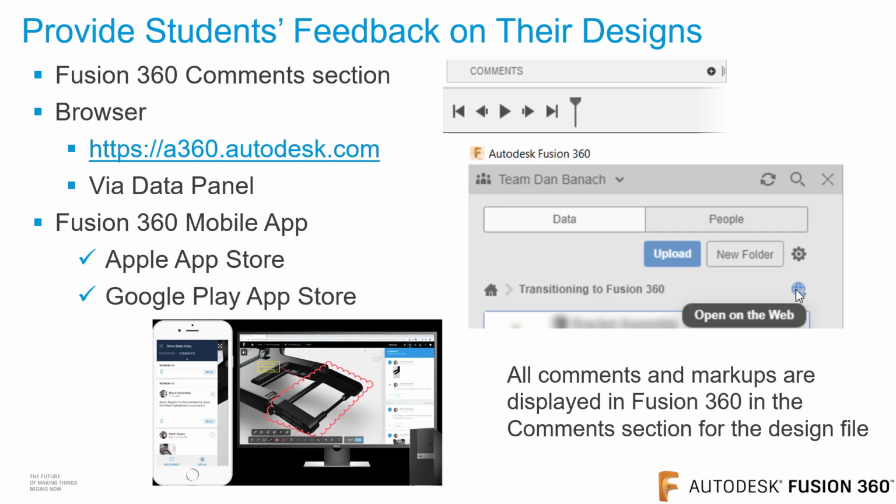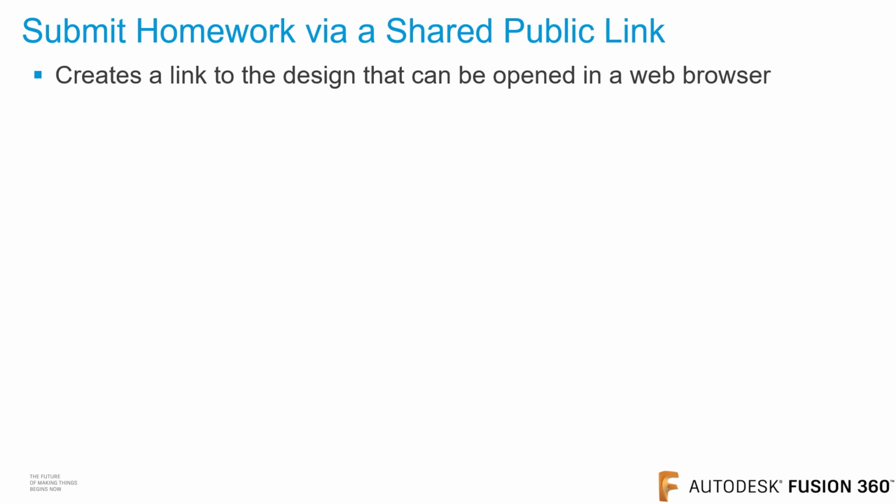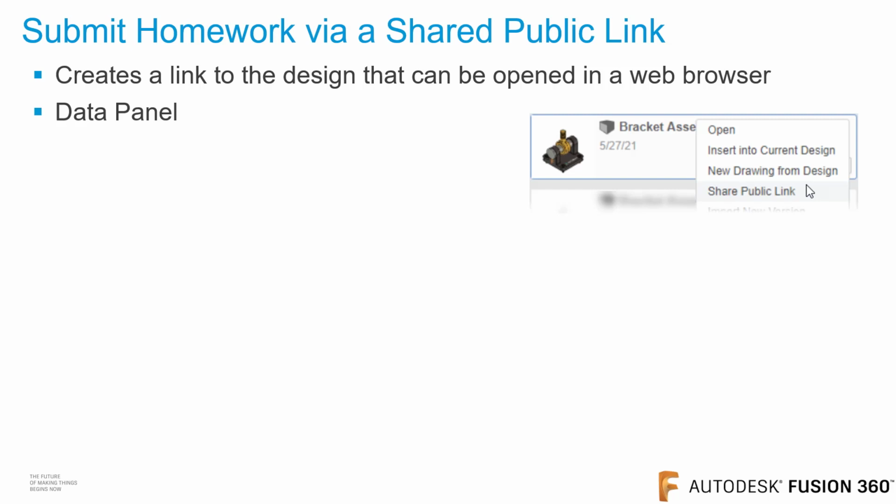When students are submitting homework, you can also have them create a Share Public Link and give you the link. Then open the link in a web browser, and here you can review the design. And from the link, you can also open the file inside of Fusion 360. There's 2 methods to create a Share Public Link. The first method is through the Data panel. Simply right-click on the desired file, and from the menu, click Share Public Link.